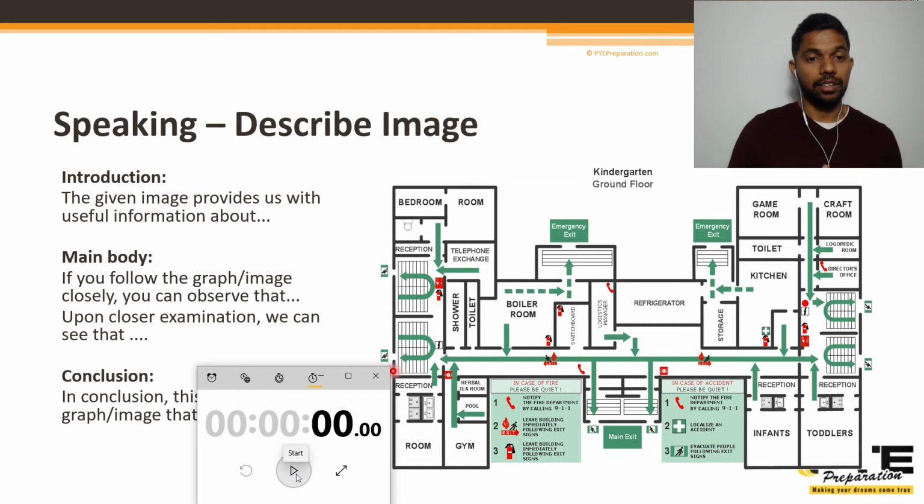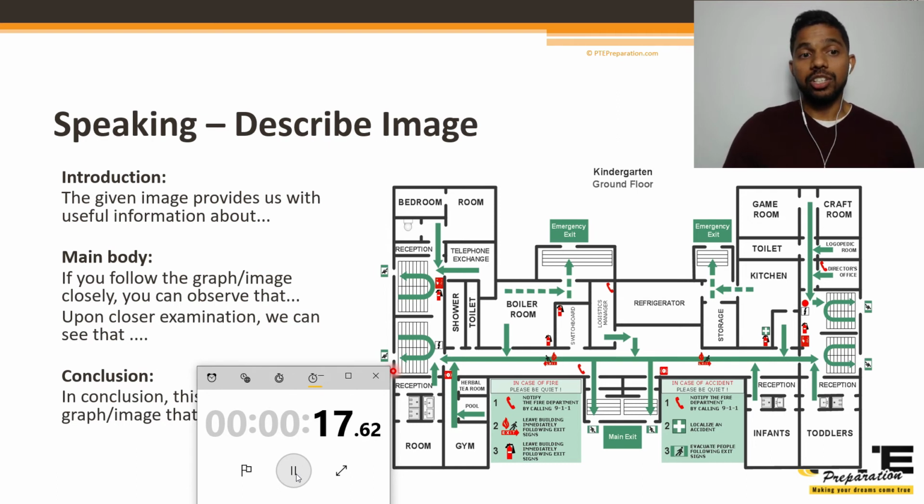Okay, let's get started. The given image provides us with useful information about the kindergarten ground floor plan. If you follow the image closely, you can observe that there are main exits located at the bottom of the image, and at the top of the image they are emergency exits.